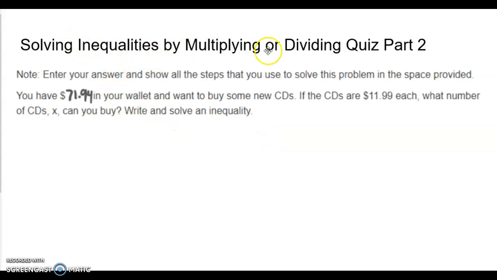Here's the video for the second part of the multiplying or dividing inequalities quiz.